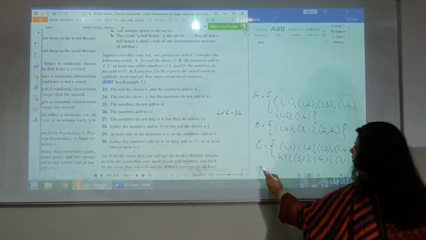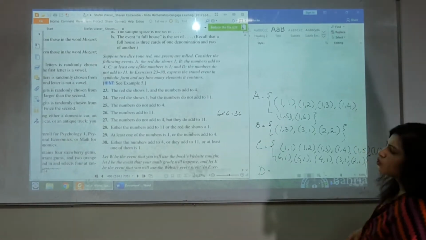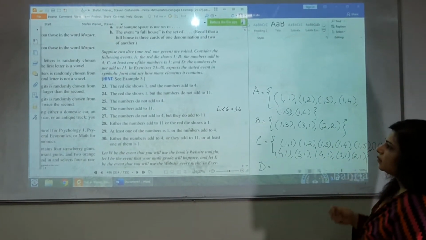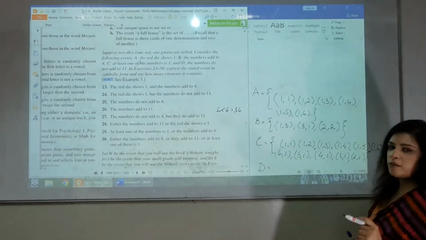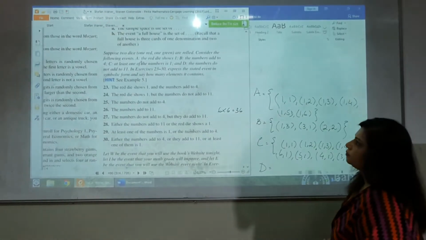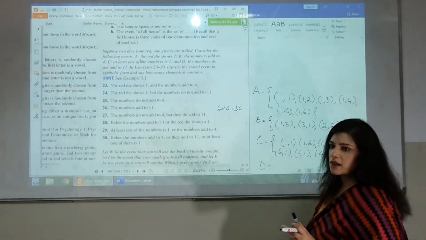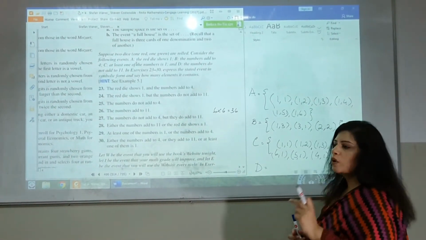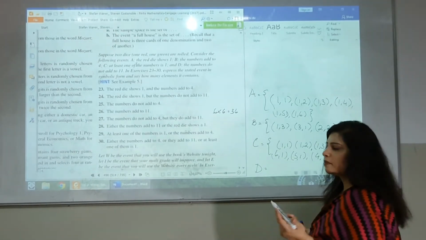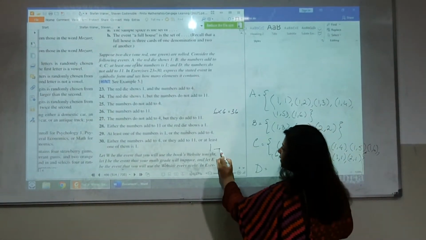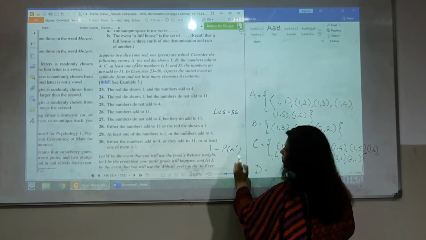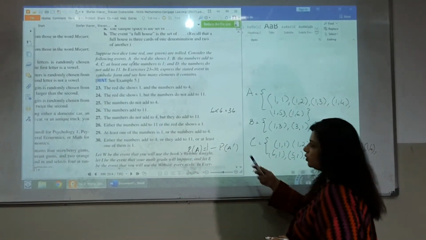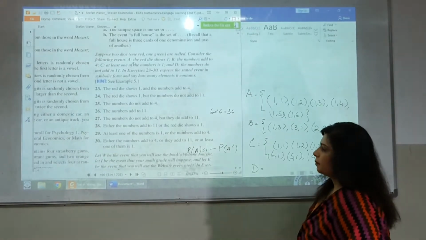Similarly, we have D. Now, D says the numbers do not add to 11. In this case, okay, so I'm going to be taking advantage of the concept of complement. Now, the complementarity means that anything which is the opposite, if it is easier to calculate, we would be finding that out and subtracting from 1, because as I said, this thing would actually be equal to probability of A. It's the rule for complements.